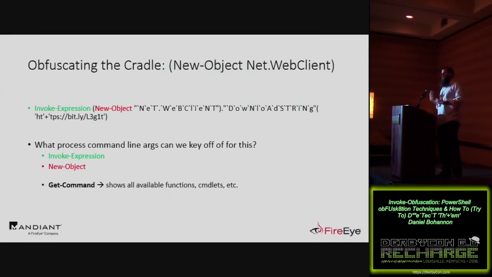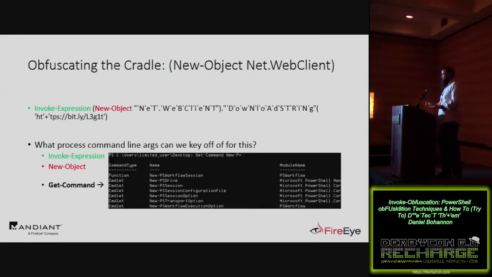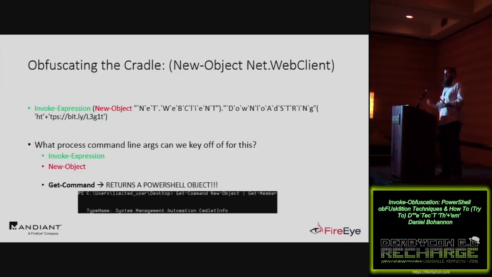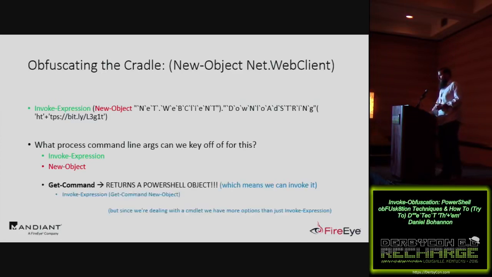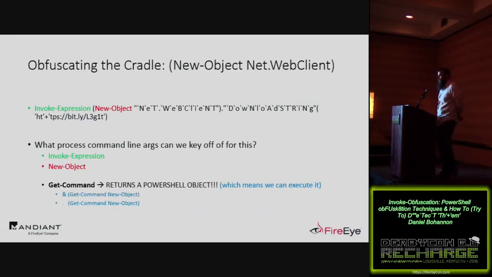PowerShell has so many commands, sometimes you forget which one you're looking for. So Get-Command is there for you. I can say, I know I have a command that starts with New-P something, so let me just add a wildcard at the end, and there's all the commands. Well, it's not returning text, it's returning PowerShell objects. So if we can specify the full command and return it, it's actually an object that we can invoke. We can invoke it with Invoke-Expression, or with the ampersand or .invoke operator.